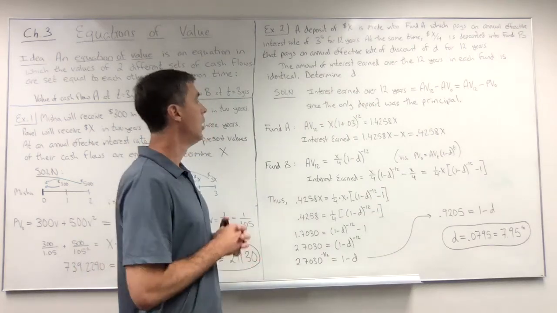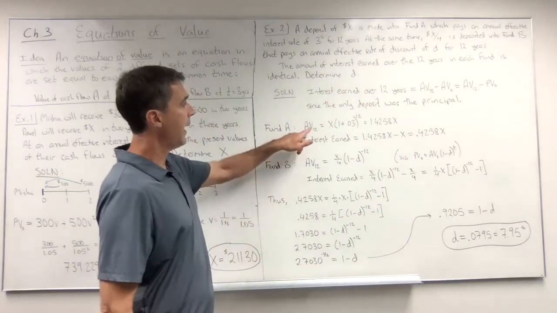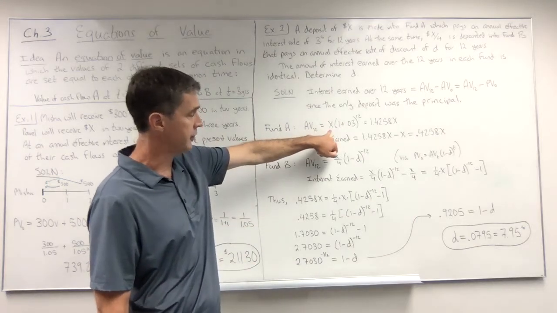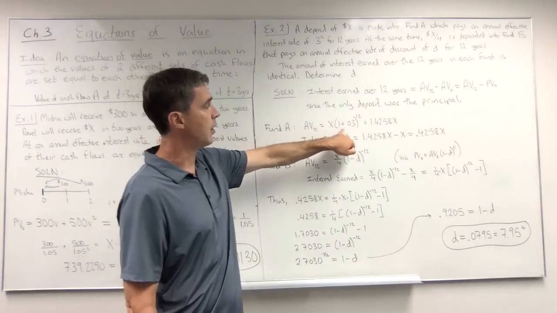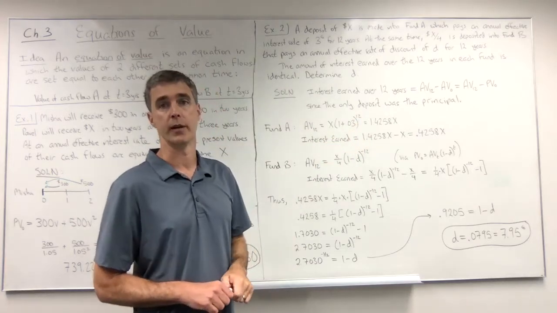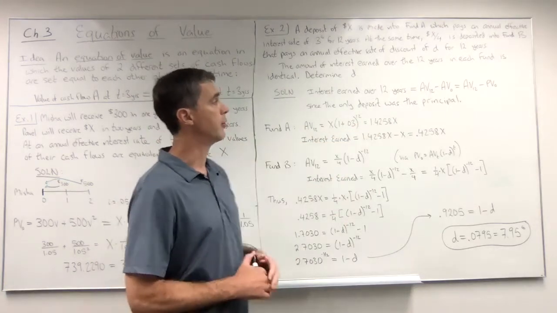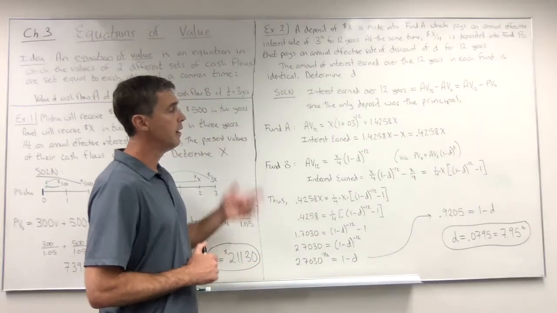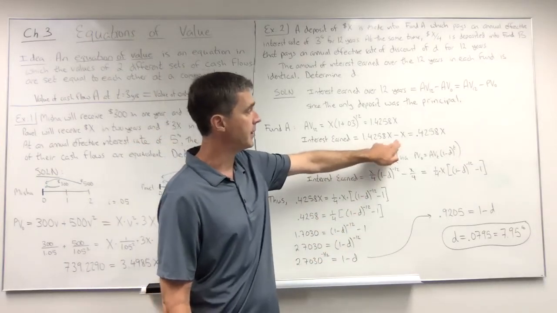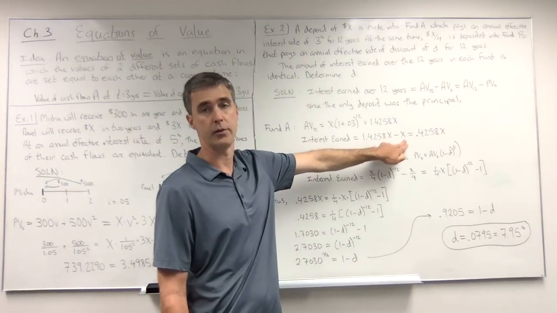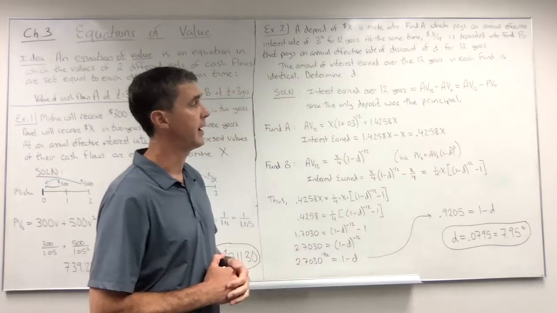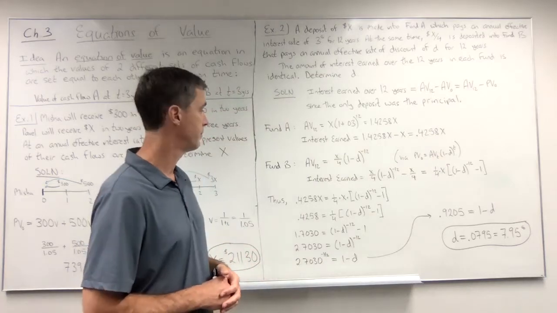All right, well, let's look at Fund A. After 12 years, the accumulated value is the initial deposit, X dollars, times 1 plus 0.03 to the 12th, pushing it 12 years forward with annual effective interest rate of 3%, which gives me 1.4258 times X. Thus, the interest earned is the accumulated value after 12 years minus that initial present value, the initial principal, which was X. So I've earned 0.4258 times X worth of interest.